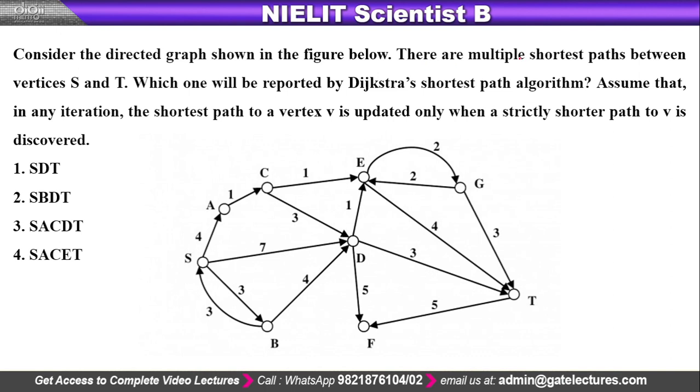There are multiple shortest paths between vertices S and T. ठीक है, ये आपकी S vertex है, ये आपकी T vertex है, and between these two vertices they are saying multiple shortest paths are given. Which one will be reported by Dijkstra's shortest path algorithm? So they have mentioned कौन सी algorithm आपको use करनी है. Assume that in any iteration, the shortest path to a vertex V is updated only when a strictly shorter path is discovered. So we'll discuss it.